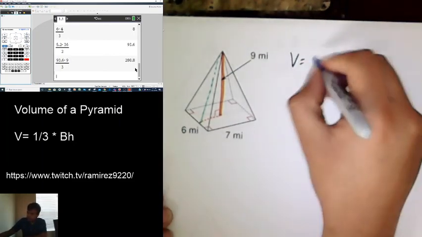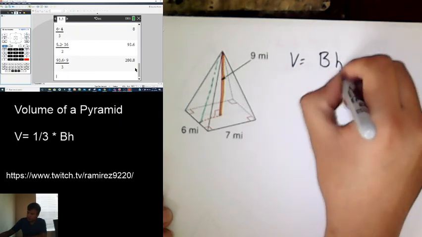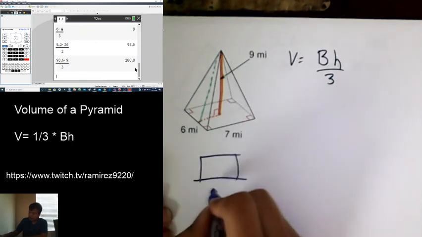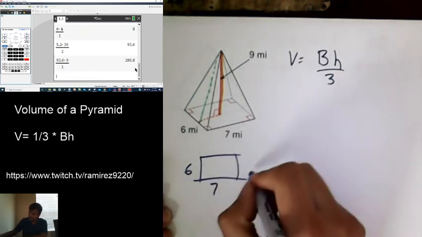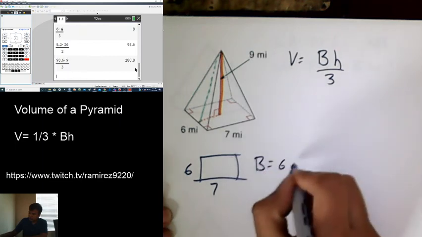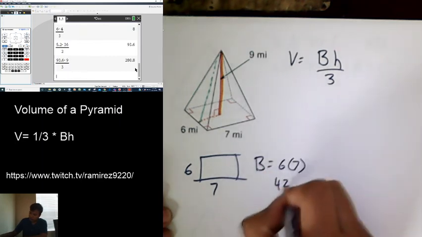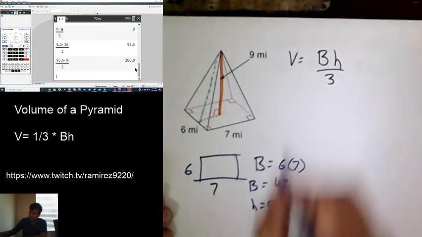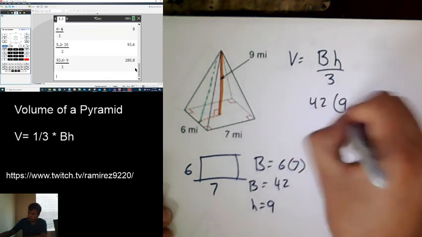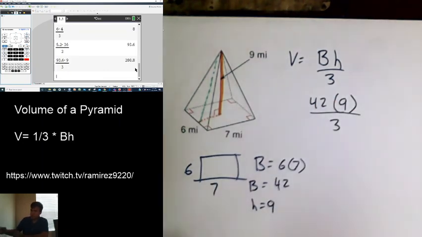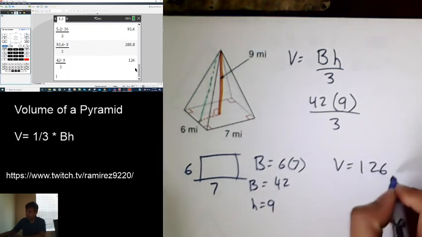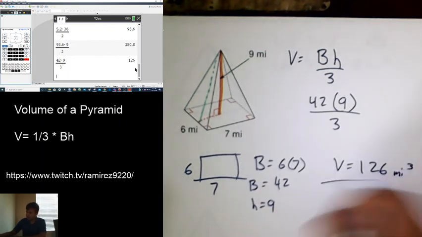Volume is the area of your base times the height divided by 3. My base is a rectangular base, where this is 6 and this is 7. So the area of my base here is just 6 times 7, which is 42. My height was already given. My height was 9. And again, I just have to plug it in. So 42 times 9 divided by 3. So the volume here is 126 miles, again, cubed, because we're talking about volume.